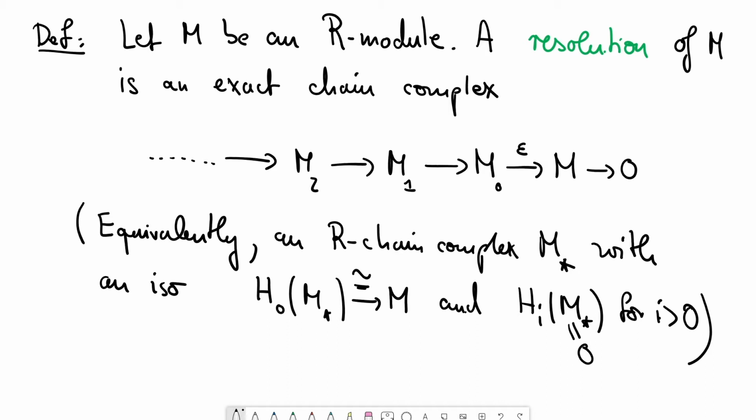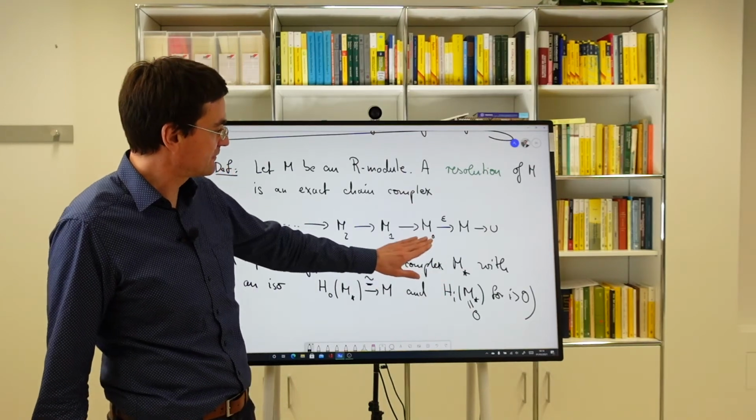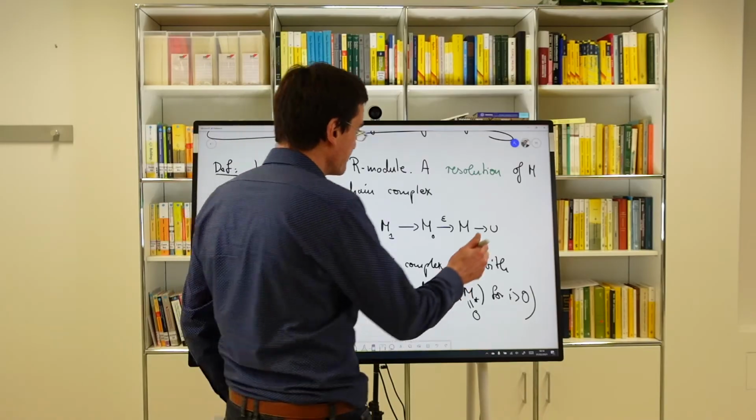And you want M minus 1 in your chain complex to be 0, not to be the original M or so, right? Yes. When I say the chain complex M star, this is really M0, M1, M2, and it has nothing in negative degrees.